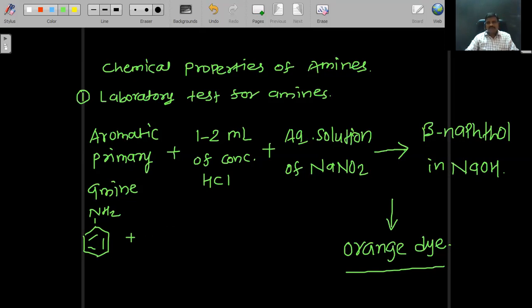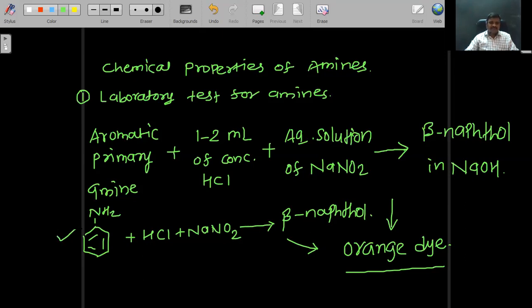Here HCl plus NaNO2 is required. The formed product in this reaction is added to beta naphthol in NaOH. Then we get an orange colored dye.